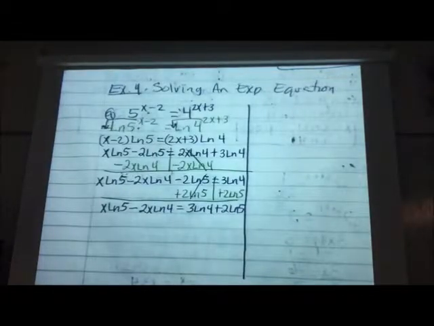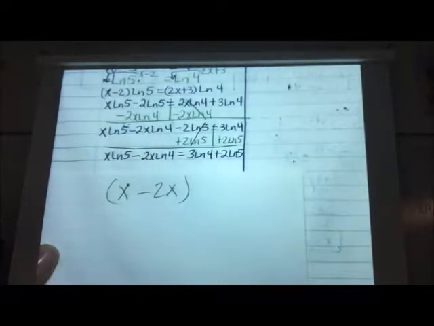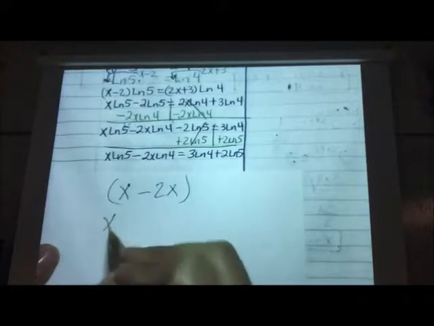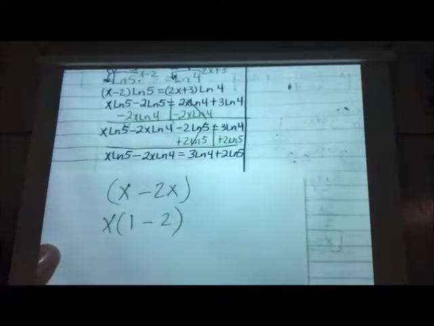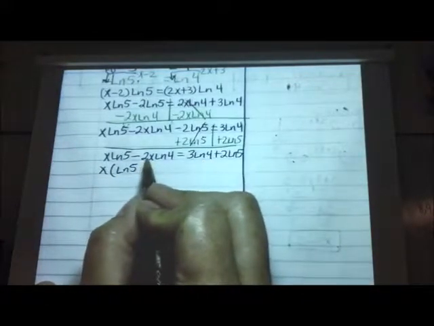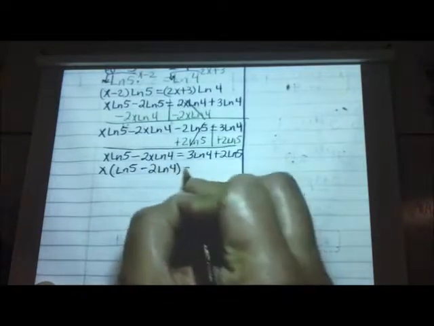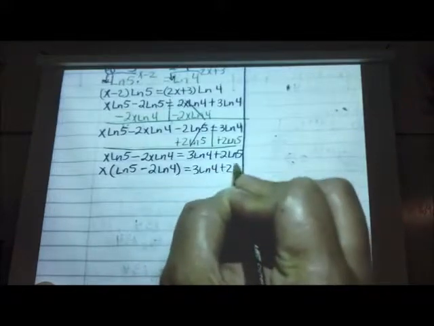So, what do you think we have to do next? Any ideas? Can we combine? No. What if I gave you a problem like this? What can I do? Factor out x, right? So here we factor out an x, and this becomes 1 minus 2. Do we agree? Okay. So we could do that here. We're going to factor out an x from here. And when I factor out an x from there, what do I have left over? ln 5. When I factor out an x from this part, what do I have left over? It's negative 2 ln 4. And the other side is 3 ln 4 plus 2 ln 5.